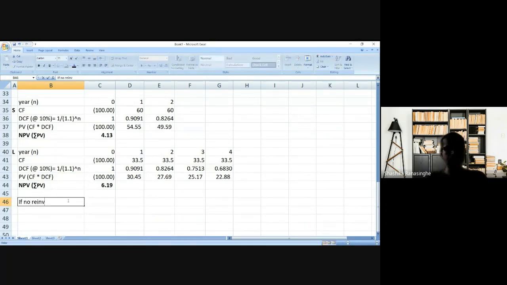So if no reinvestment, then you have to select L. Only when there is reinvesting does the issue come.